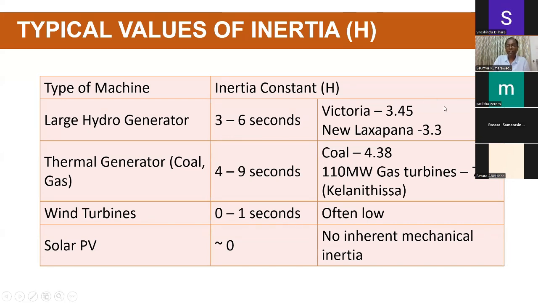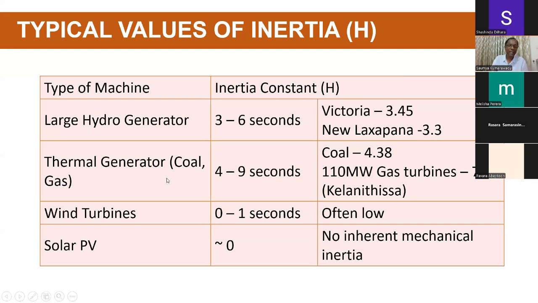In Victoria, for example, Victoria 3.45, New Laxapana 3.3. When the generator is bigger, the inertia is bigger, and the speed is more. It's rotating at high speed, so the inertia is more. You all know better than me about those equations and those principles.